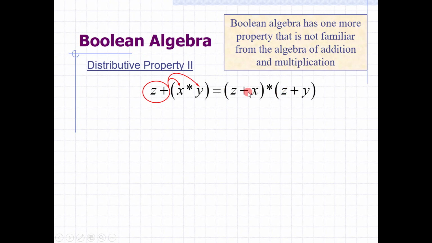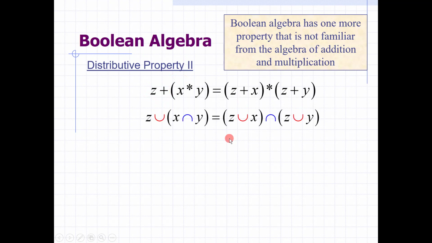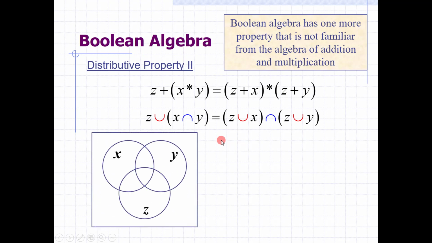And again, remember that these properties work in both directions. So if you have an expression that looks like the right side, you could factor the Z plus out and get the left side. Again, we could prove this. I don't know, it's not really proof. We could try to visualize this using Venn diagrams. On the left side here, we could first construct the AND. X and Y is this football. And then we have to OR that together with Z. So it's this football combined with anything that's in Z.